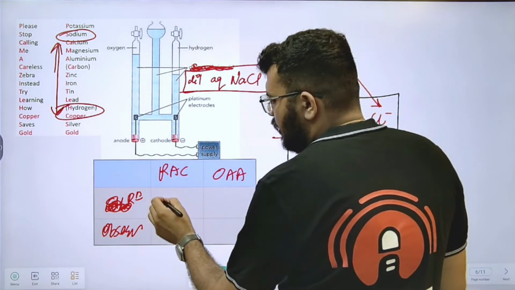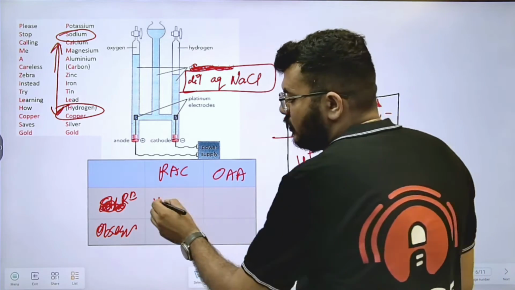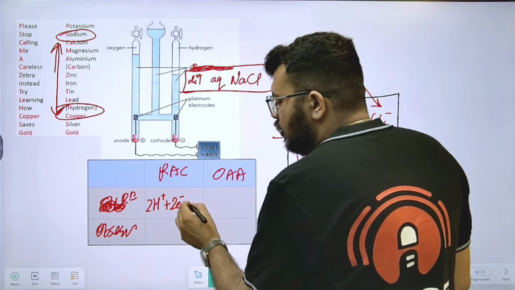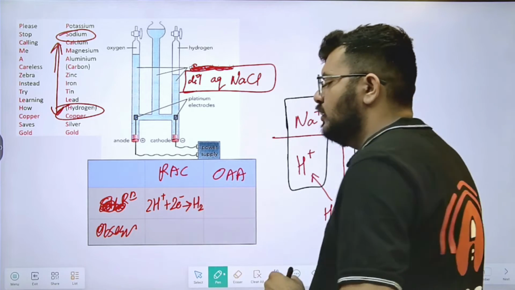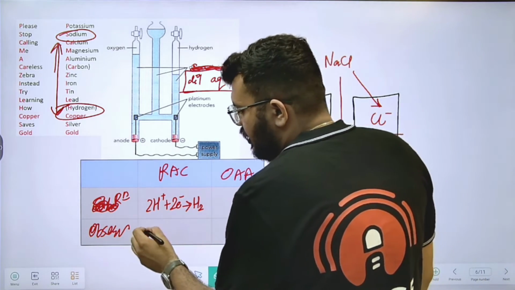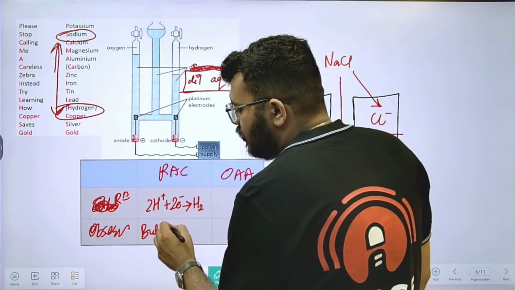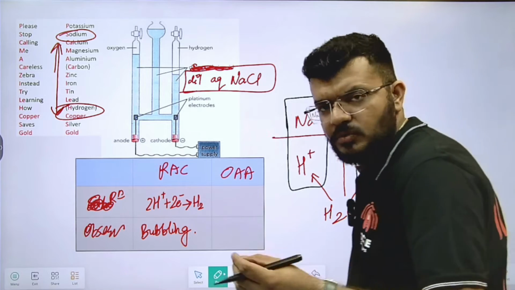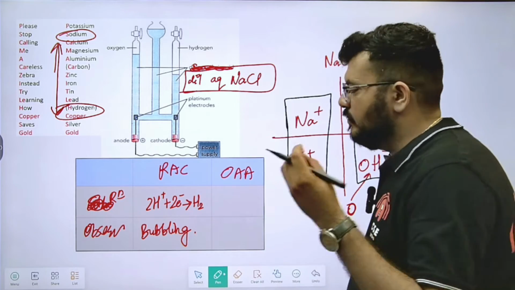The reaction will be hydrogen. Reduction is gain of electron. So 2 hydrogen plus go and gain 2 electrons to form hydrogen molecule. What is your observation? Observation is bubbling, right? You can also write effervescence, you can also write gas produced, but bubbling and effervescence are the best answers, I suppose.